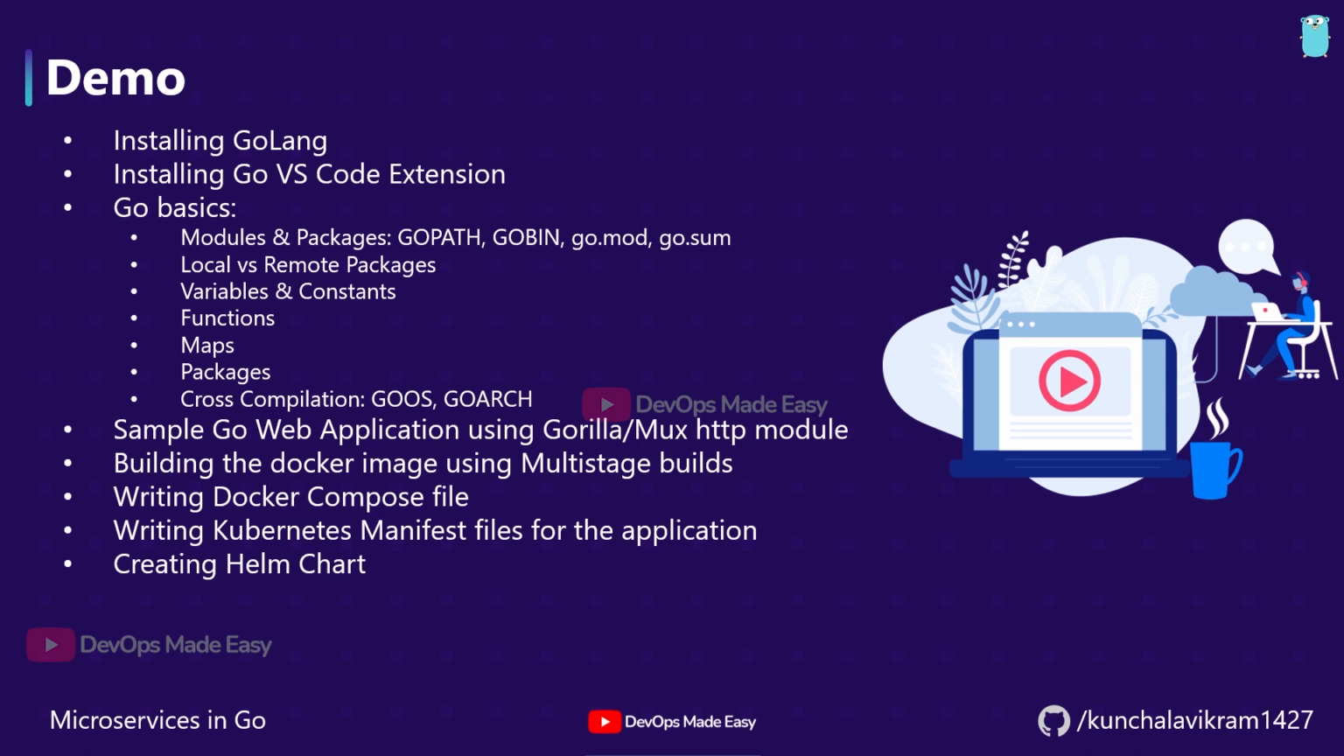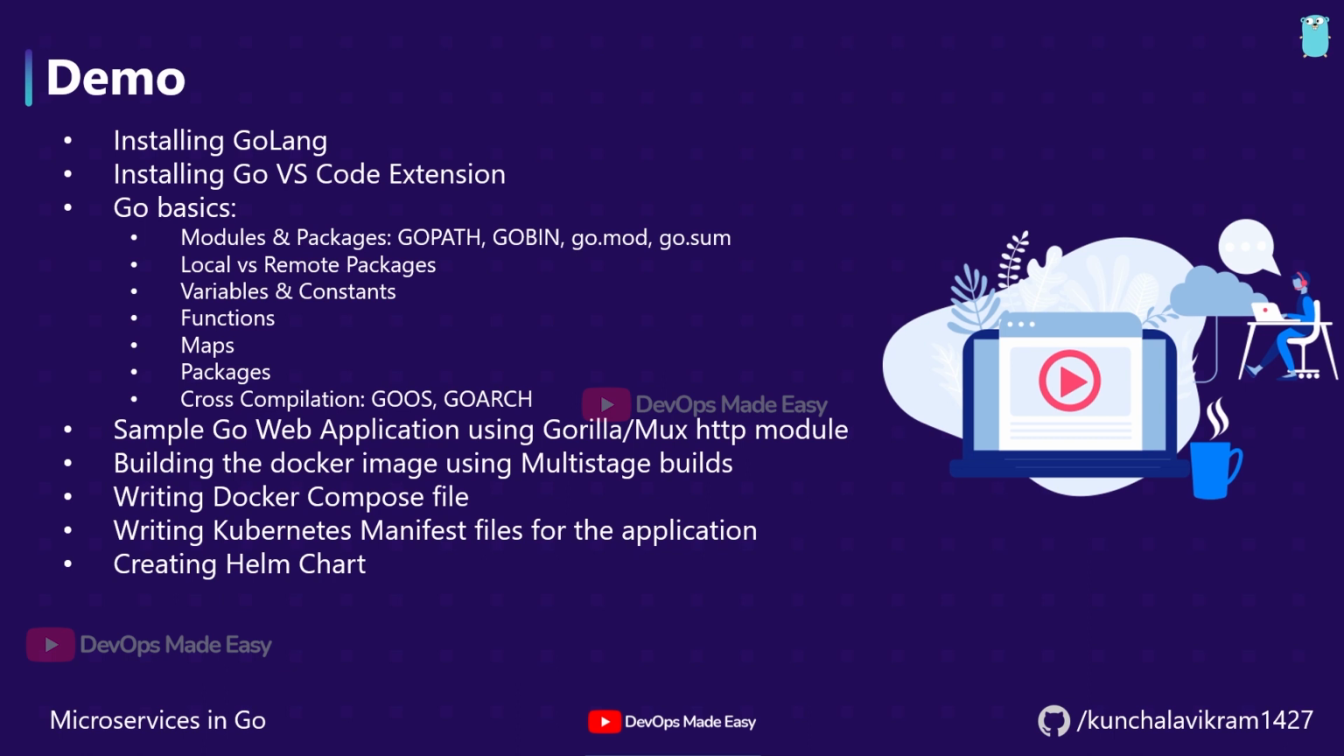We'll also see some of the important environment variables inside Golang that are GOPATH, GOBIN and GOROOT. We'll also see what are go.mod and go.sum files and why these are very important when you're building Golang based web applications. We'll also see what are local and remote packages and how to create one. We'll also see what are variables and concepts, and then we'll go to functions and see different types of functions and their return types. We'll also see maps, which are kind of Python dictionaries. We'll also see how to write different packages inside our module.